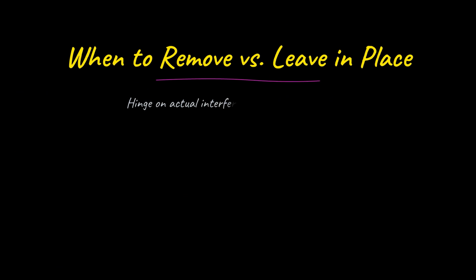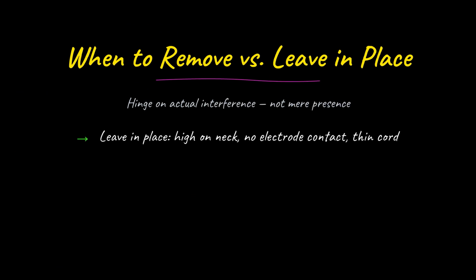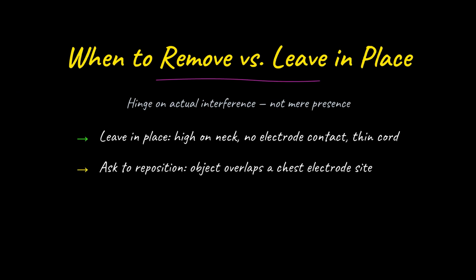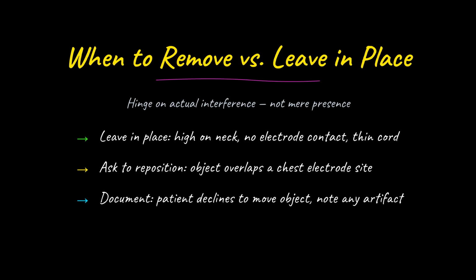In practice, the decision comes down to 3 quick steps. Visually check where the object sits, assess whether it contacts any electrode site, and honor the patient's preference about moving it. If no contact exists, the object stays in place and the test proceeds. The removal jewelry policy is general guidance, not an absolute rule. A competent technician reads the specific situation. If the object doesn't touch a recording site, it stays.